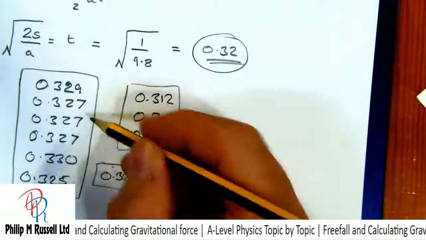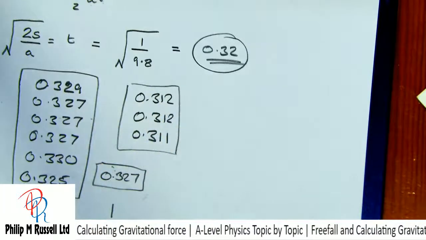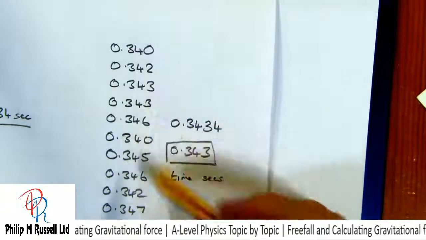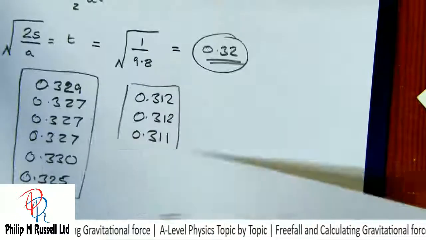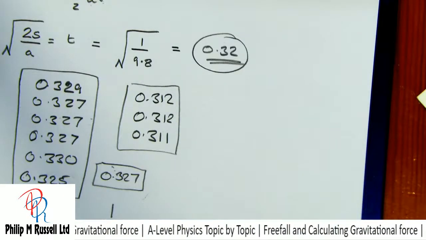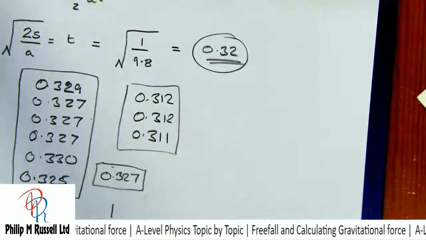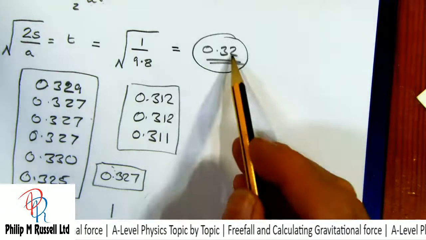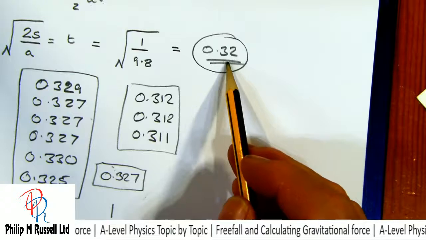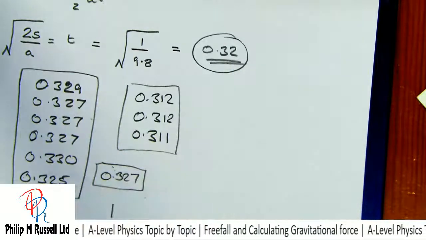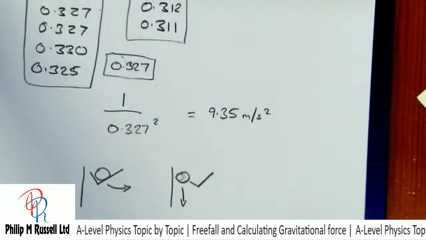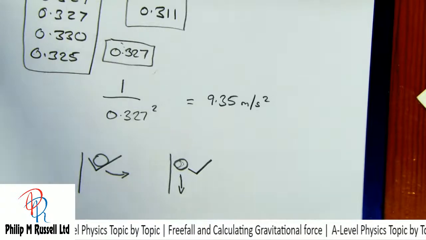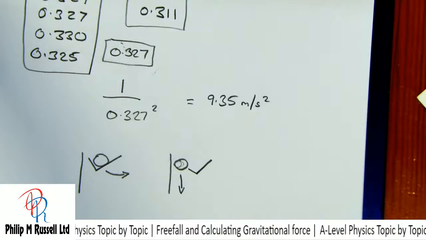So these were the values I was expecting. These are the values that we got first time. These were all slower than I was expecting. These are of the right sort of time. And I'm expecting to get a value of 0.32, and I'm reasonably happy with those values, getting sort of an answer here. So we've got this idea of gravity by freefall.